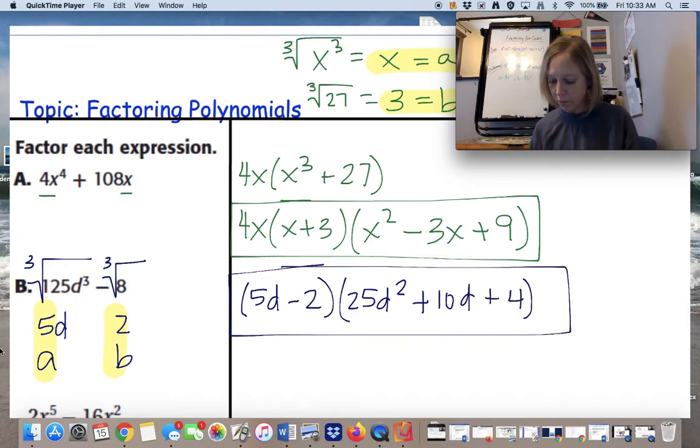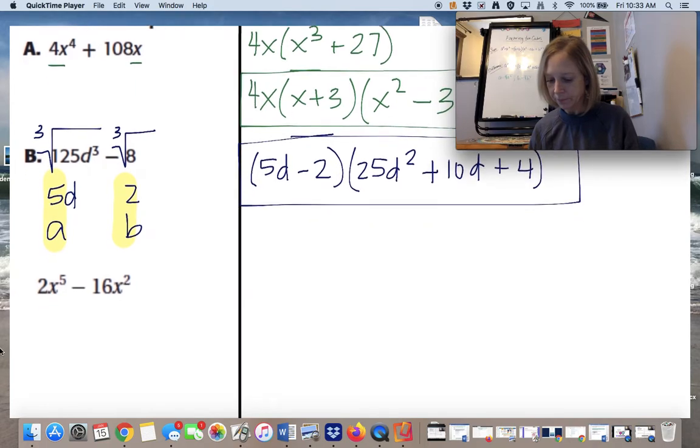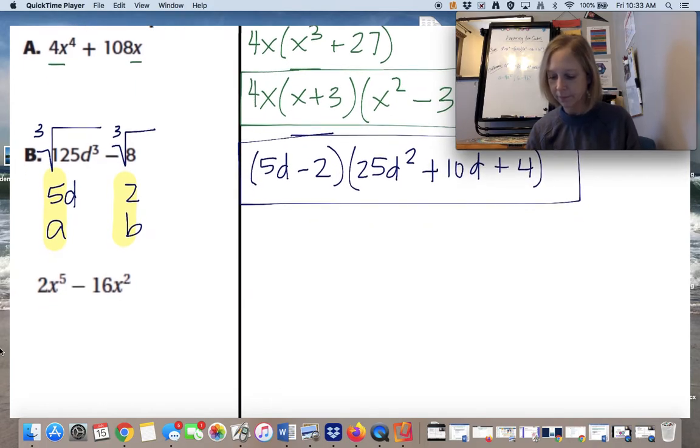Let's try one more for good measure. I don't see perfect cubes, but I see common factors. So let's start by factoring out a 2x squared. 2 divided by 2 is 1. X to the 5th power divided by x squared is x cubed. 16 divided by 2 is 8. X squared divided by x squared is 1.